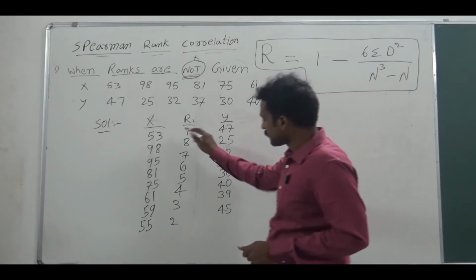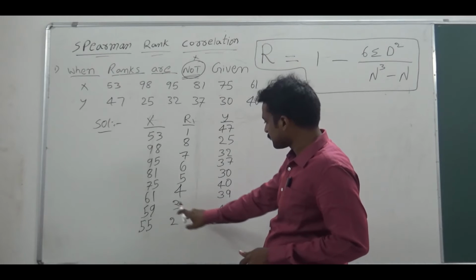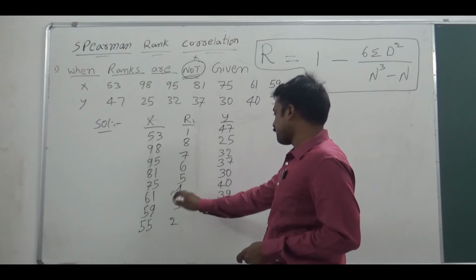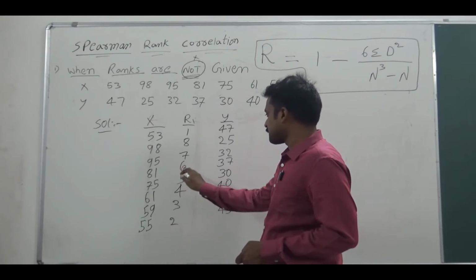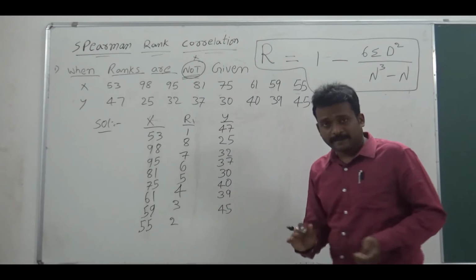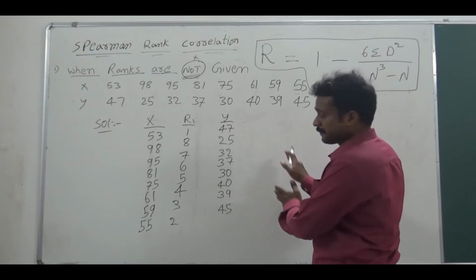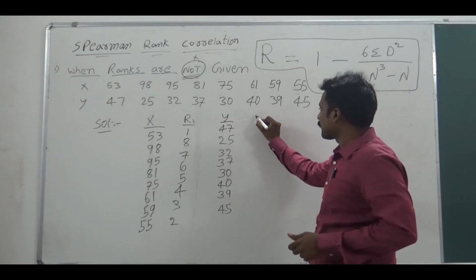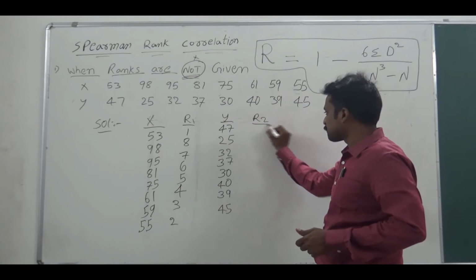Okay, and just cross checking. 53 is 1, 55 is 2, 59 is 3, 61 is 4, 75 is 5, 81 is 6, 95 is rank 7, and 98 is rank 8. The same process we do for the y values also. Okay, we will be denoting it as R2.